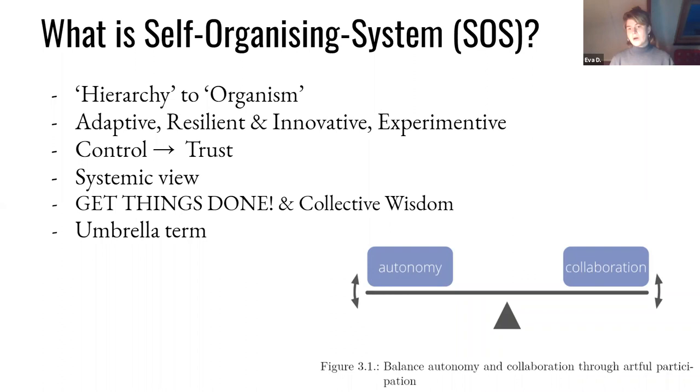It's also a way of getting things done and balancing collective wisdom. As you can see here, it's a balance between autonomy and collaboration. On the one hand, people can just take decisions. On the other hand, you also want people to collaborate. So when do you discuss things and make decisions together? And when do you give the mandate to a certain role or circle to make decisions themselves? That tension between autonomy and collaboration we'll also explore a little bit today.